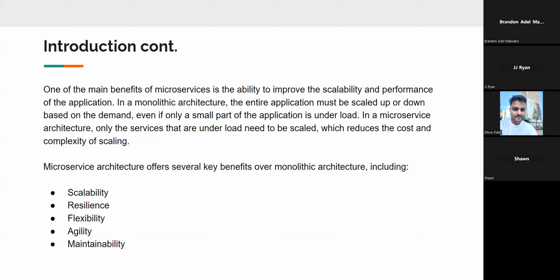And maintainability. Because microservices are smaller and more focused than monolithic applications, they're easier to maintain and update. Developers can work on individual services without disrupting the entire system, making maintenance and updates more efficient and reducing the risk of errors and bugs.